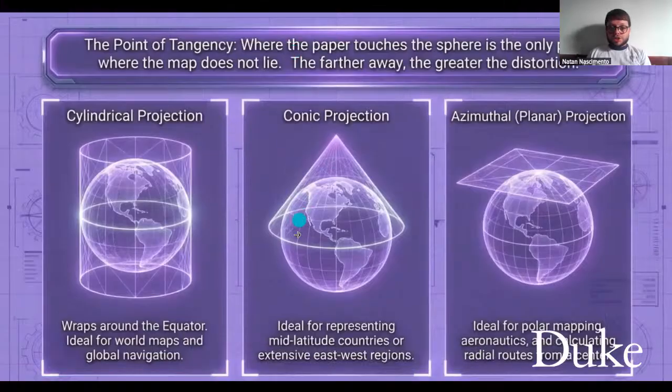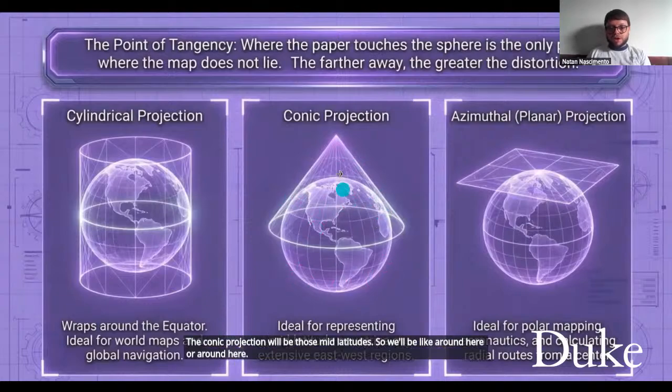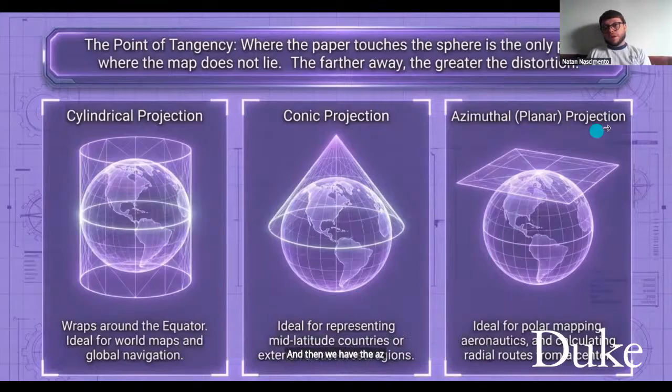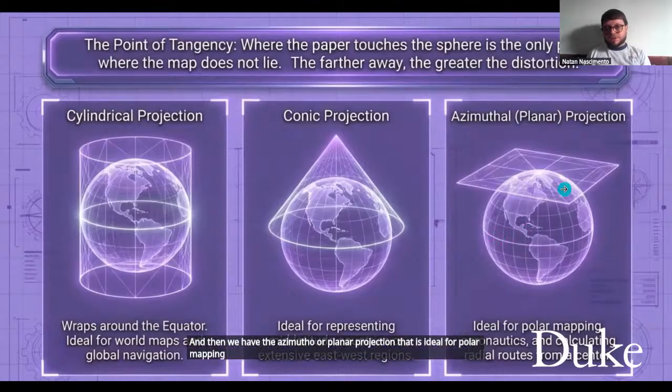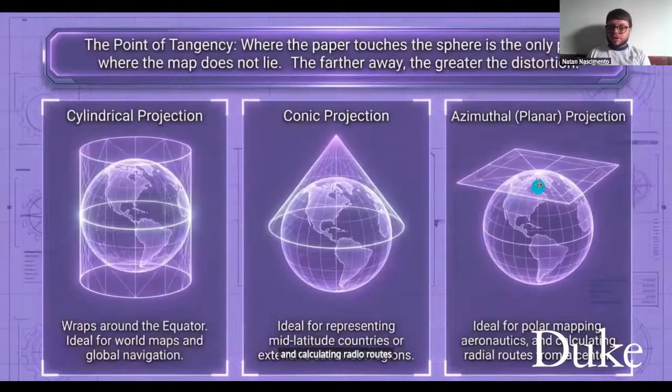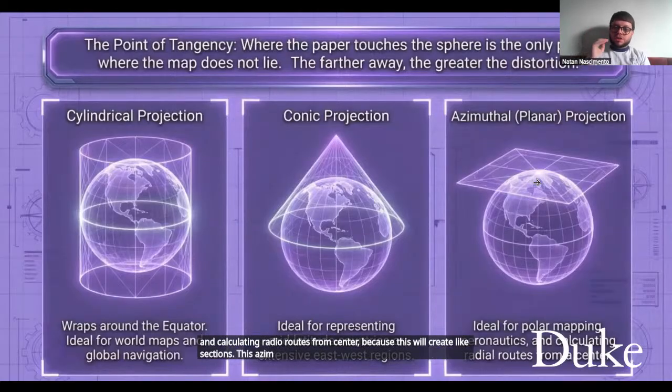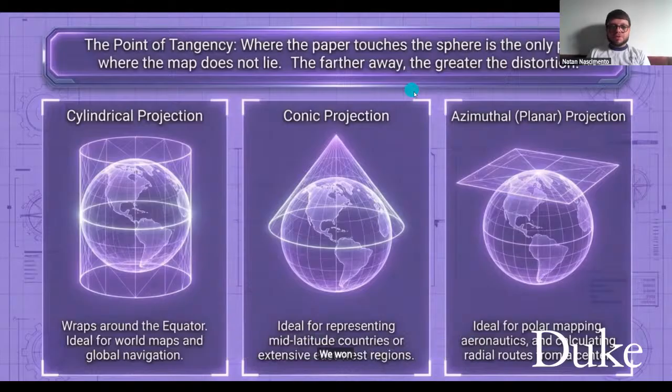The conic projection will be those mid-latitudes, so it will be like around here or around here, depending on where you're representing. And then we have the azimuthal or planar projection that is ideal for polar mapping, aeronautics, and calculating radial routes from the center. Because this azimuthal will create sections of horizons, lines of horizons. We won't go deeper into that because it's not necessary.